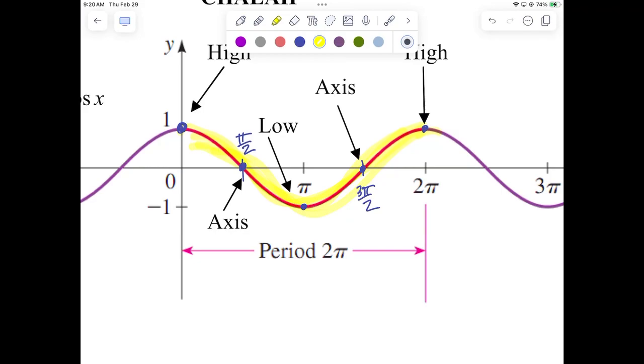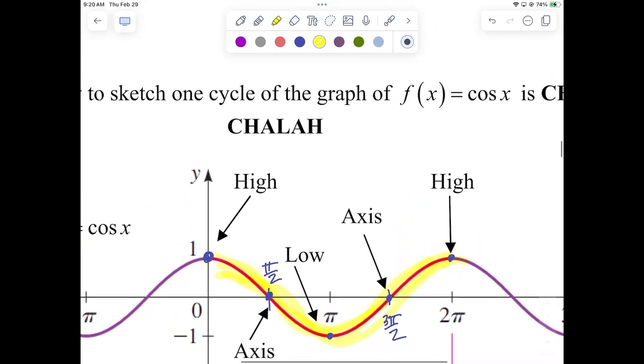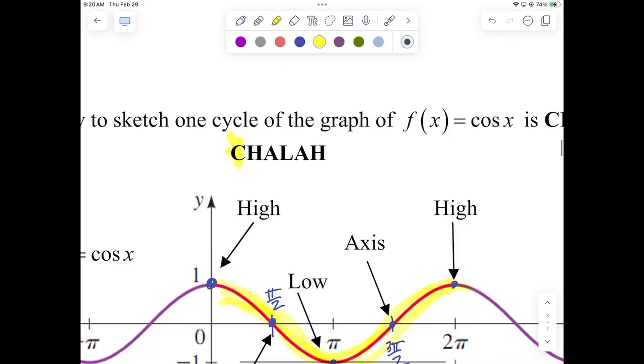How can we remember what cosine is? Well, C is for cosine, and it's high, axis, low, axis, high, which if you do the mnemonic makes what? Chala. Just chala. The last H is silent, but it's there, right? I just call it chala, and I know there's an H at the end, okay?